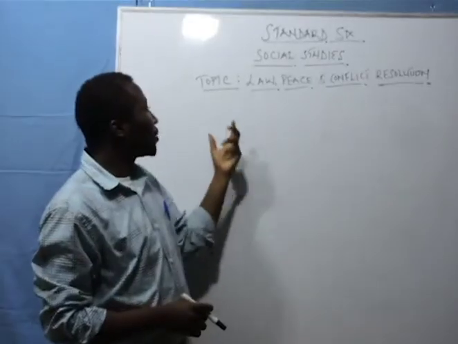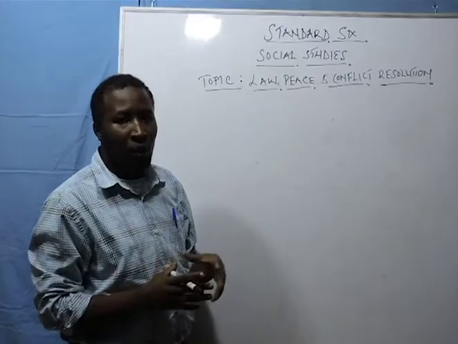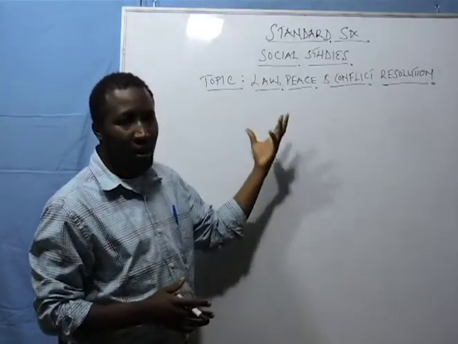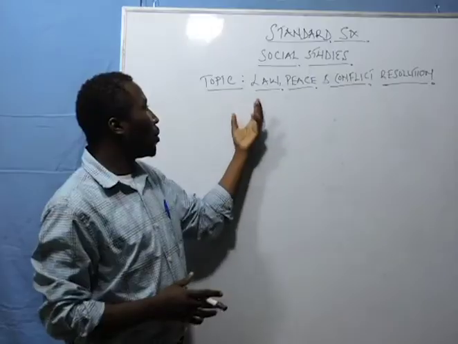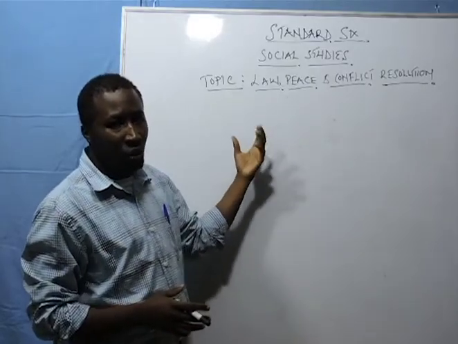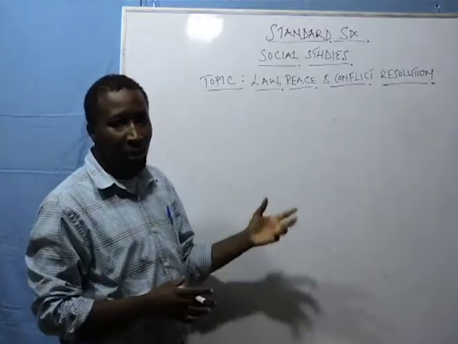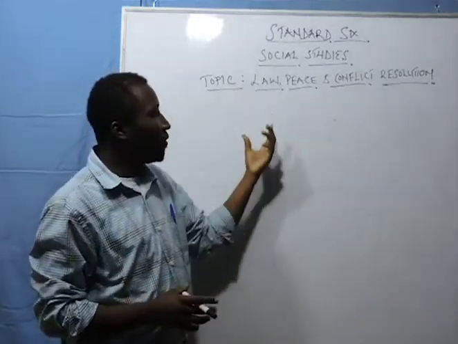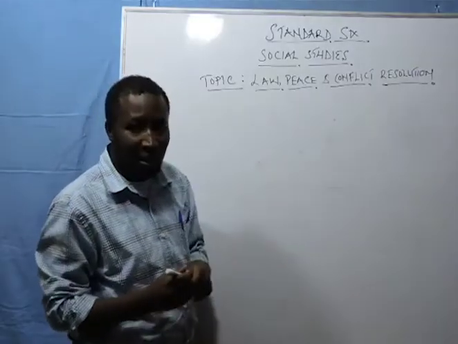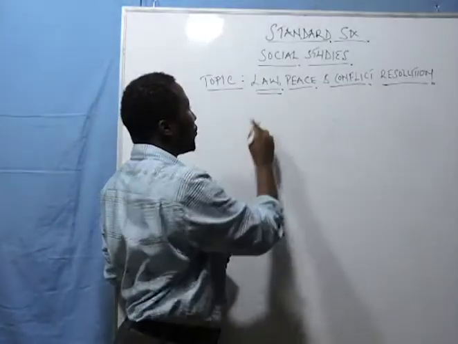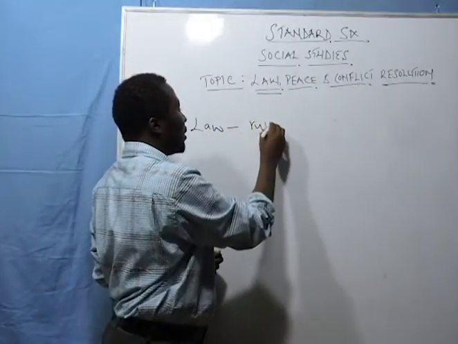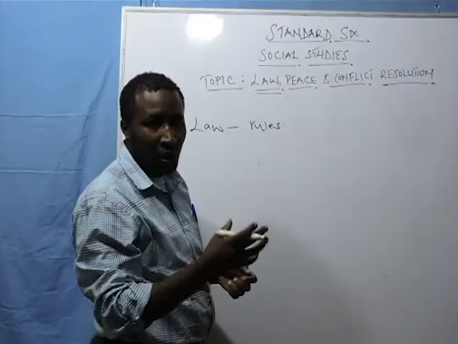Now, as we start, we need to understand what we mean by the term law, which our lawyers in Kenya use. Law is a set of rules used in governing a country. Laws are rules laid down by the parliament and the government to govern the country. The second term is peace. The first term, law, means rules laid down by a country.